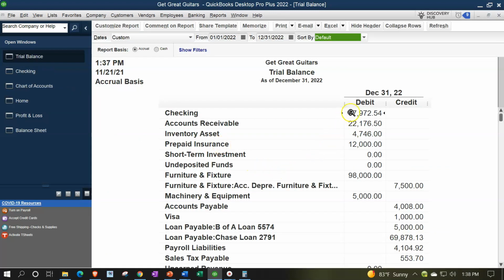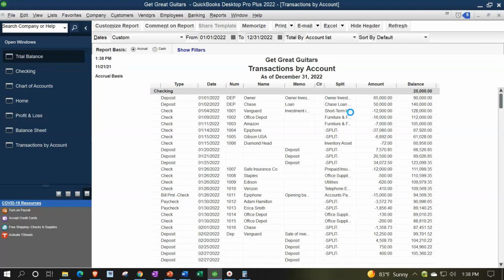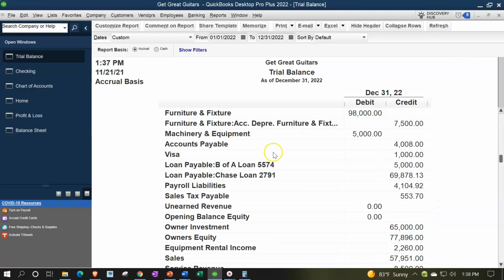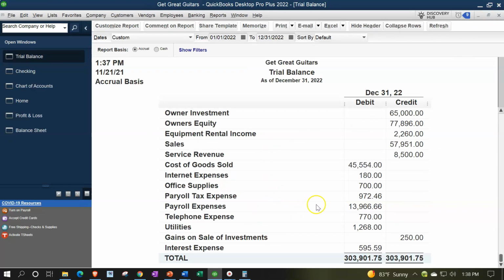What happened? We've got the checking account went down. Double click on the checking account. It went down by the net amount of the paycheck for Adam and Erica. So that's the net amount. And then if I close that out, the other side went to the liability for payroll expenses.